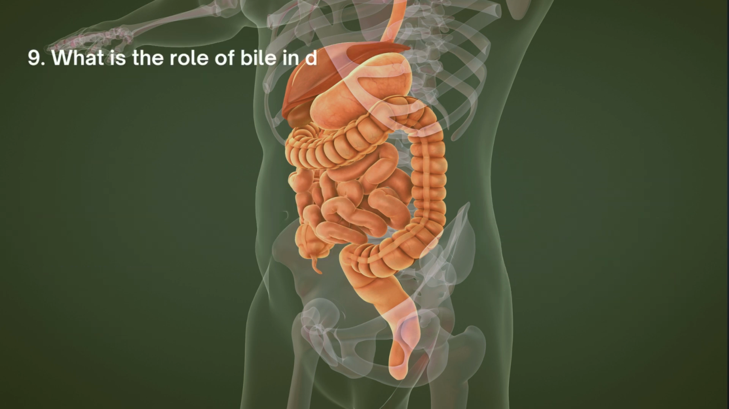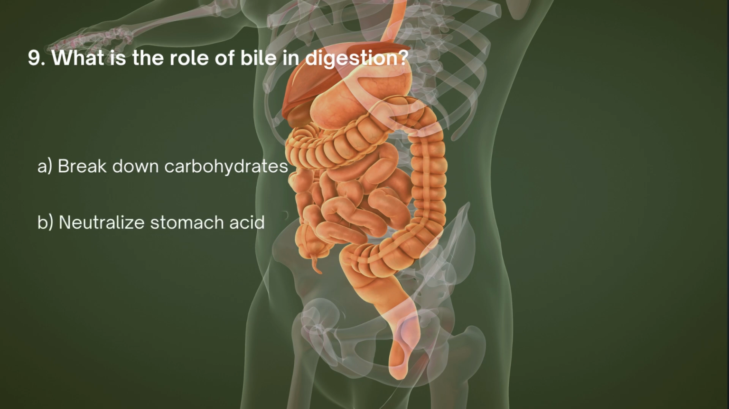9. What is the role of bile in digestion? A. Break down carbohydrates. B. Neutralize stomach acid. C. Emulsify fats. D. Absorb vitamins.